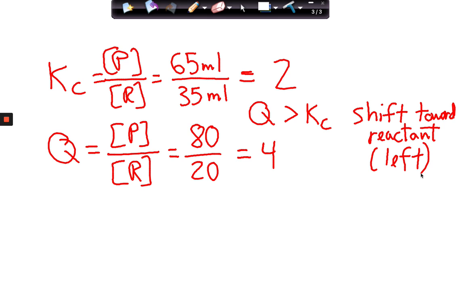Now guys, how on stinking earth are you going to remember that when you don't have blue tubes and you're just given two numbers, 4 and 2, and you're like, oh my gosh, okay, which direction is this going to go? Guys, how do you make sense of this logically? What can we hang on to that we can remember that says if Q is bigger than Kc, the reaction is going to make more reactant and shift to the left?